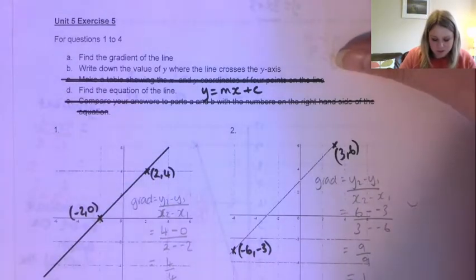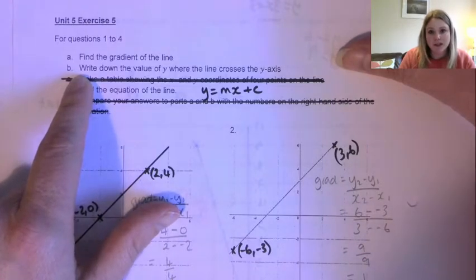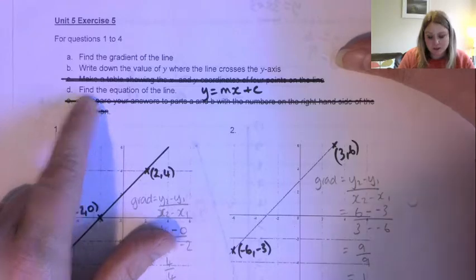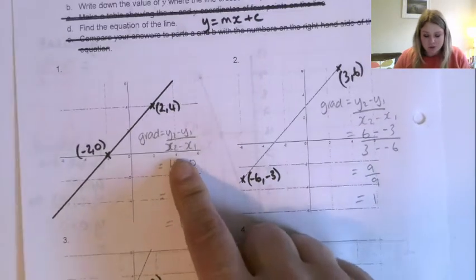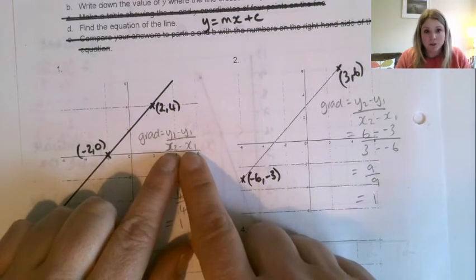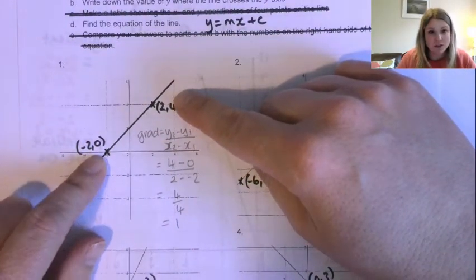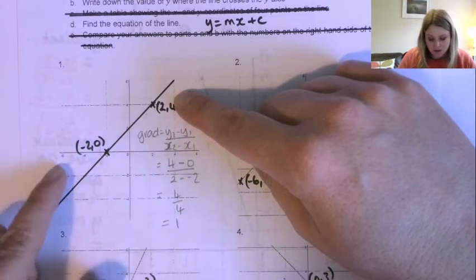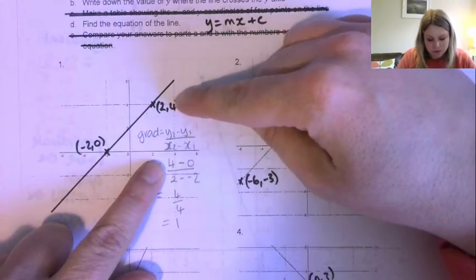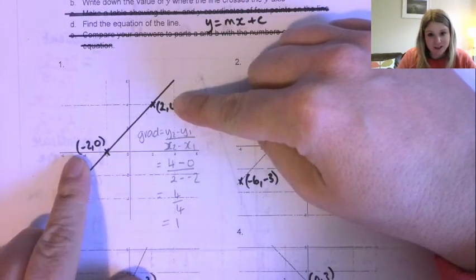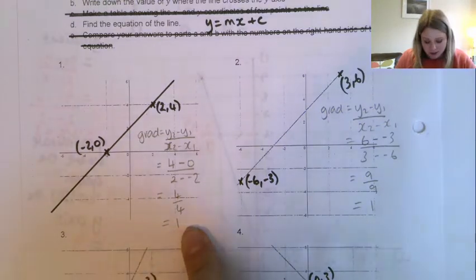For each of these questions, for part A, we had to find the gradient. For part B, write down the value of y where it crosses the y-axis, and then find the equation of the line. So for question 1, here's my working out for finding the gradient. For all of these, I have used y2 minus y1, all divided by x2 minus x1, and these are the 2 points. If you remember yesterday, I marked on points for you to use in this because the photocopy isn't great. Whenever I substitute in my points, I have used this as my x2, y2, and this is my x1, y1. Substituted my points, solved, and I got the gradient for this one to be 1.